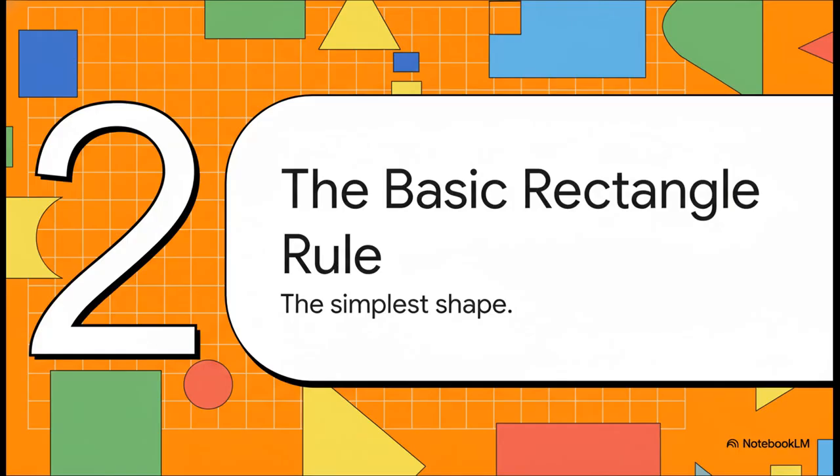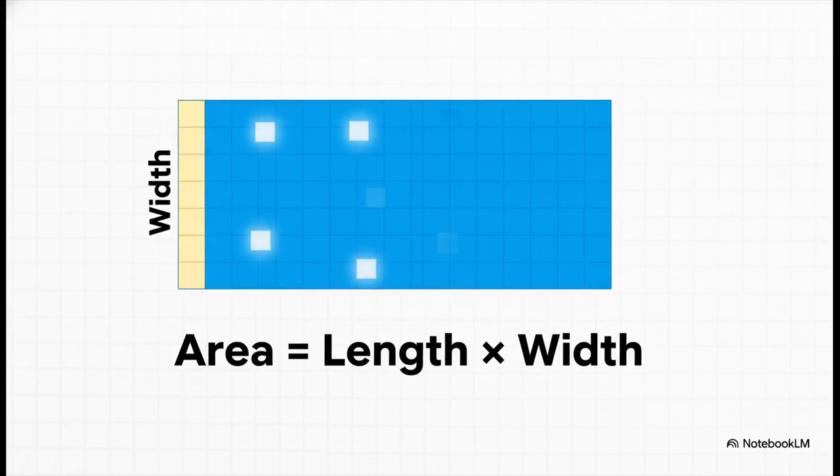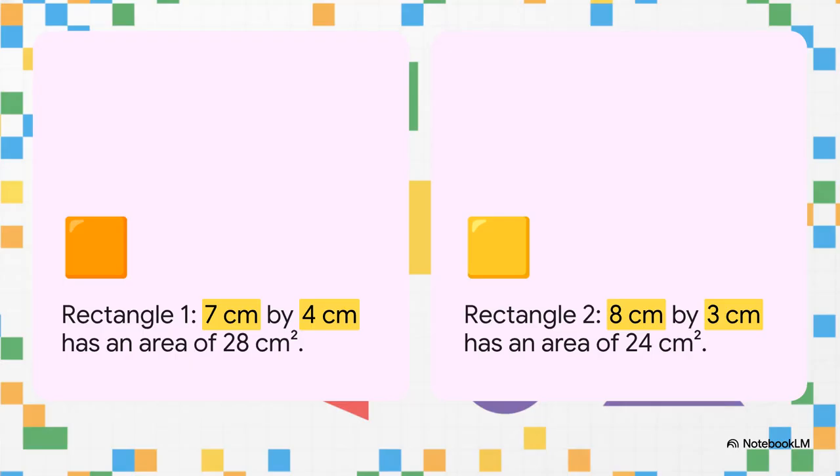All right, now that we have our basic building block, let's put it to use, starting with pretty much the simplest shape out there, the good old rectangle. Now, with a rectangle, you don't actually have to sit there and count every single square one by one. There's a fantastic shortcut. You just multiply the number of squares along its length by the number of squares along its width. That's it. So, for example, a rectangle that's 7 centimeters by 4 centimeters, well, that can fit 28 of those little 1 centimeter squares.